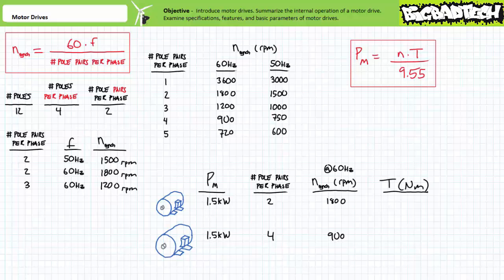Assuming the motors are operated at 60 Hz, the one with 2 pole pairs per phase rotates at 1800 RPM, and the one with 4 pole pairs per phase rotates at 900 RPM. Rearranging the mechanical power formula suggests torque equals 9.55 times mechanical power divided by rotational speed. Substituting in the given values, we find the one with 2 pole pairs per phase exerts roughly 8 Newton meters of torque, and the one with 4 pole pairs per phase exerts roughly 16 Newton meters of torque.